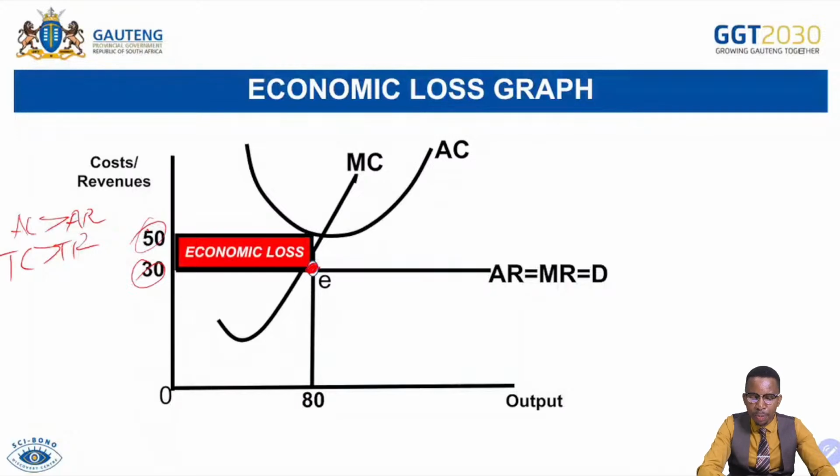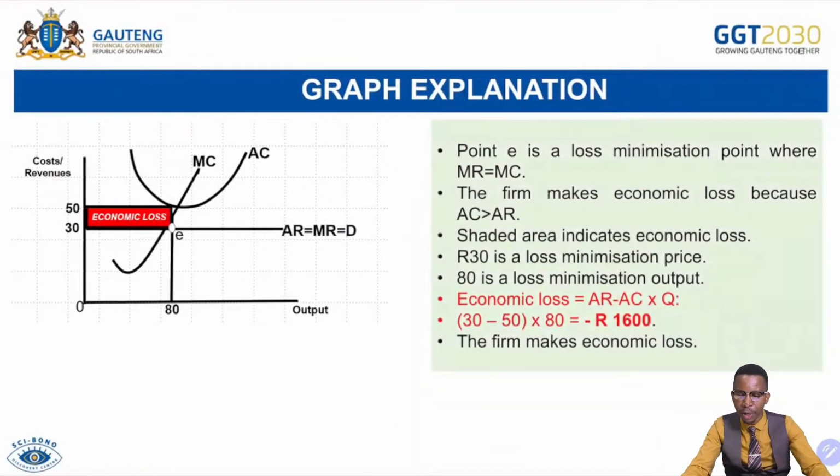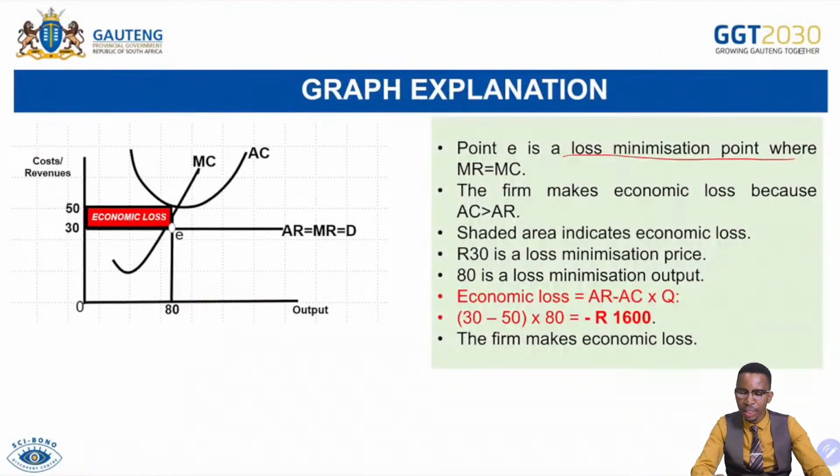What we call is the loss minimization point, and 80 is the loss minimization output. Then we also check that 30 is what we call the loss minimization price. Let's check the price. The graph explanation: Point E is the loss minimization point, where MR equals MC. The firm makes an economic loss because AC is more than AR. The shaded area indicates economic loss.